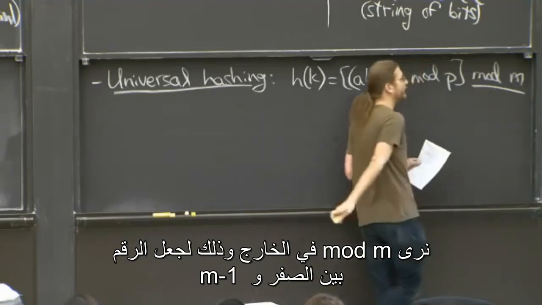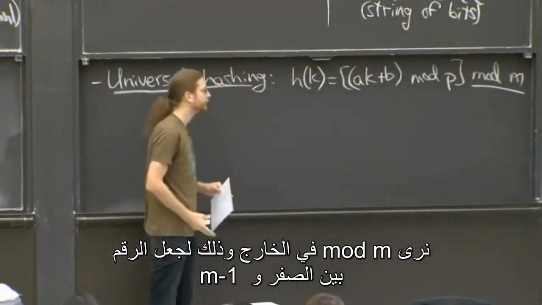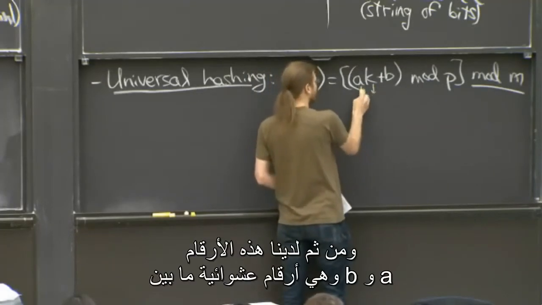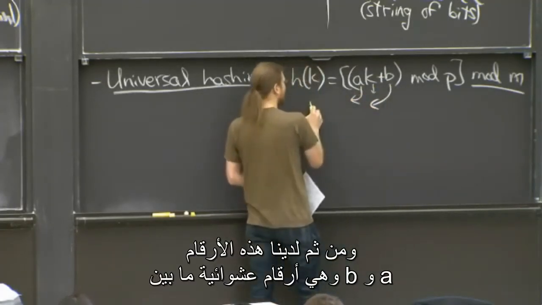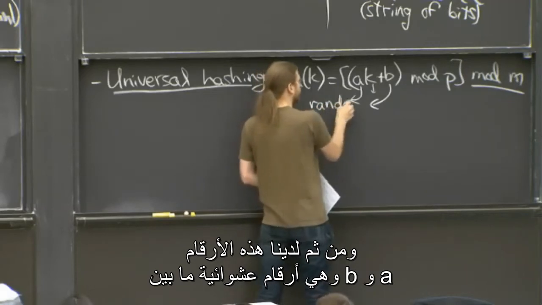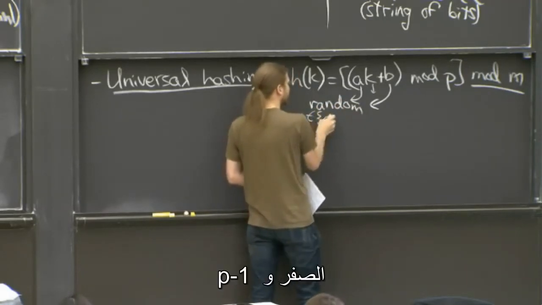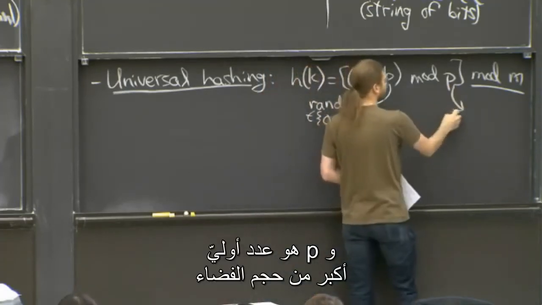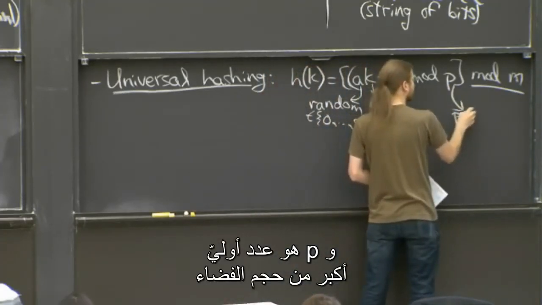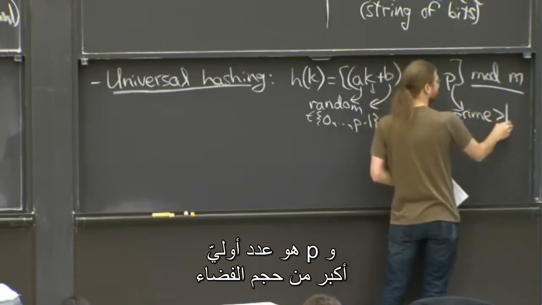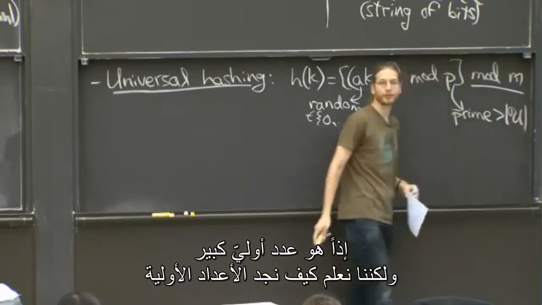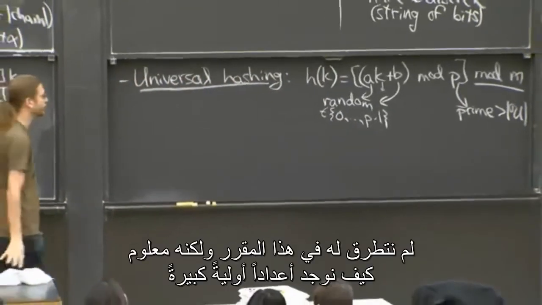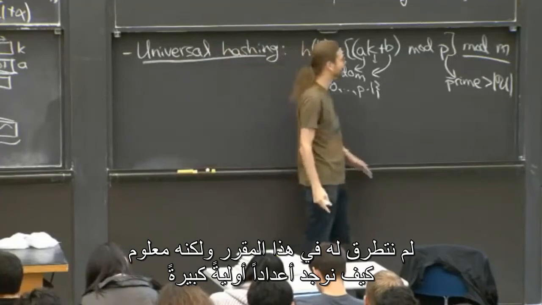Okay, we see a mod m on the outside. That's just division method, just to make the number between 0 and m minus 1. Here's our key. And then there's these numbers a and b. These are going to be random numbers between 0 and p minus 1. What's p? A prime number, bigger than the size of the universe. So it's a big prime number. But hey, we know how to find prime numbers. Or we don't know in this class, but people know how to find big prime numbers.